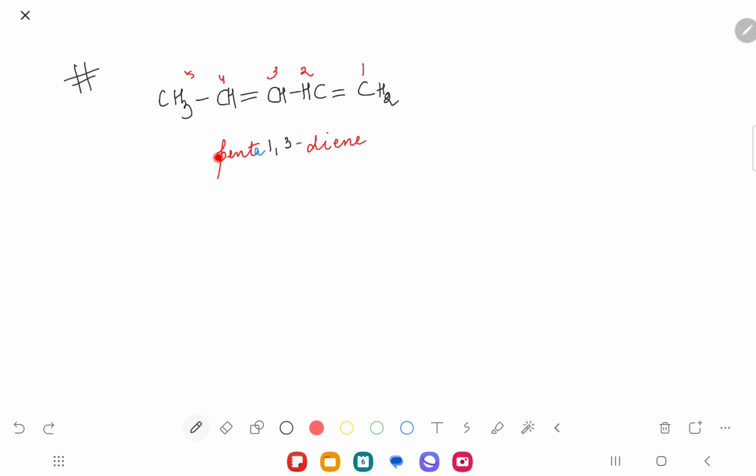Now if I give you this kind of structure, if I have one, two, three, four, five, six. So basically, when ene and ene are repeated several times, more than once, then what do we say? We say that it is pentadiene. Are you understanding my point?